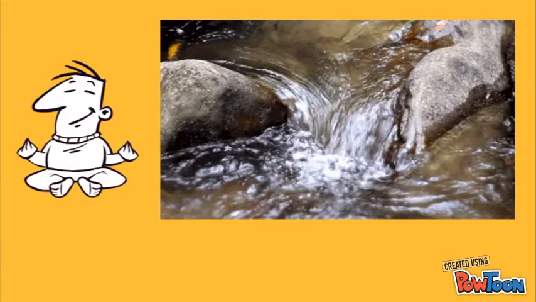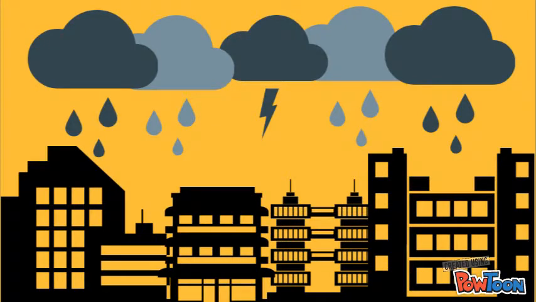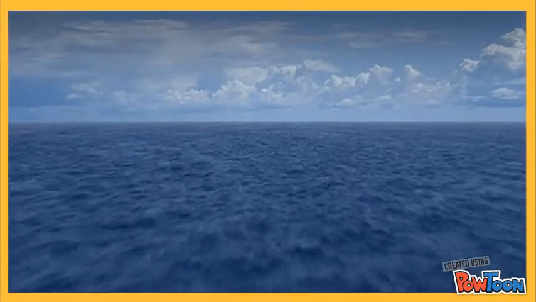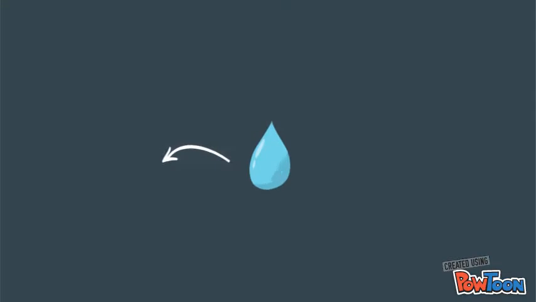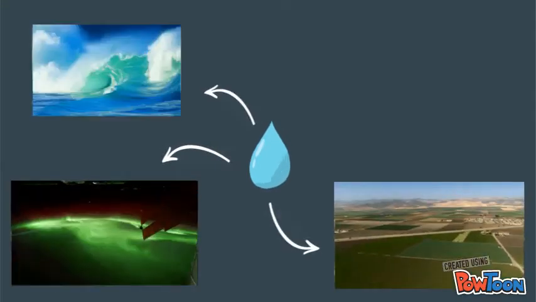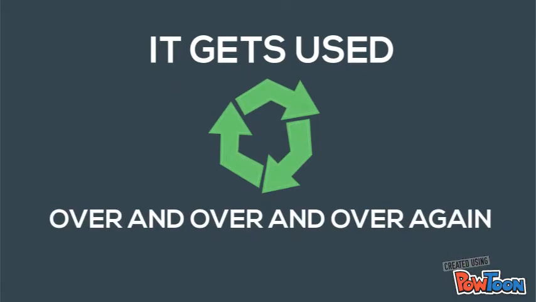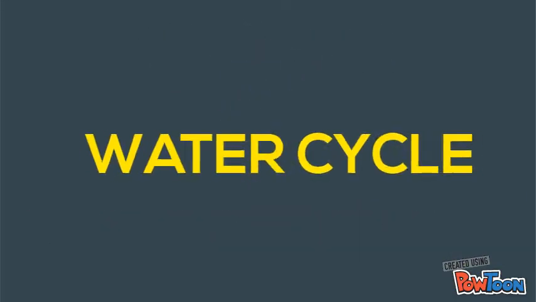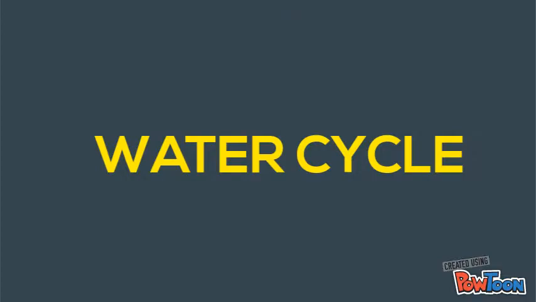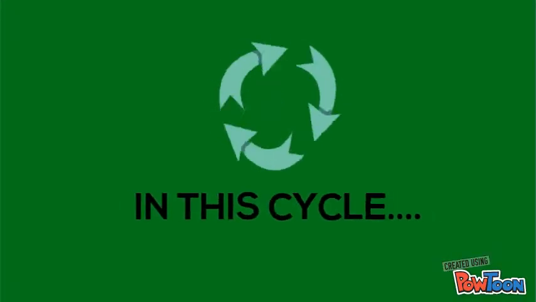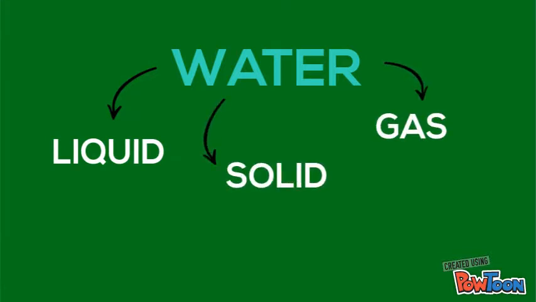Water is always moving. Rain that's falling where you live may have been water in the ocean a couple of days before. Water can be in the atmosphere, on land, in the ocean, and even underground. It gets used over and over and over again through what is called the water cycle. In this cycle, water changes from liquid, solid, and gas.